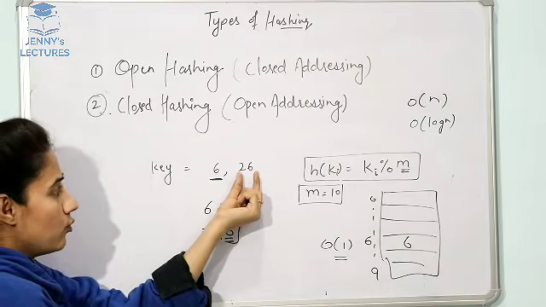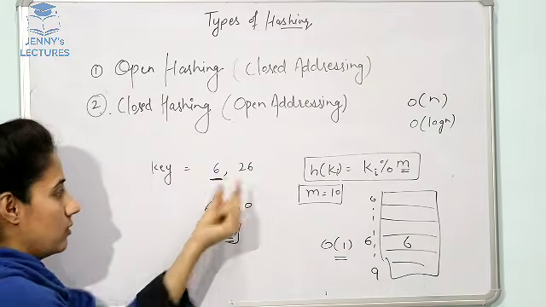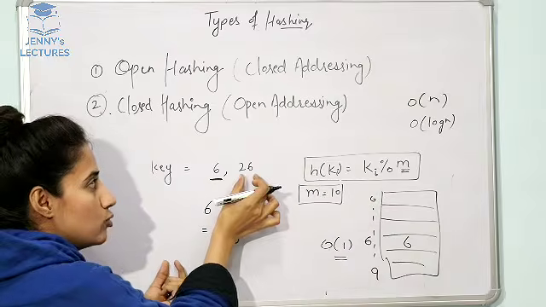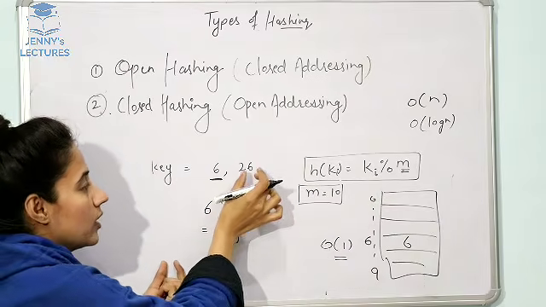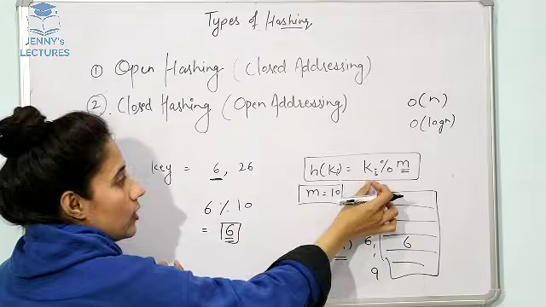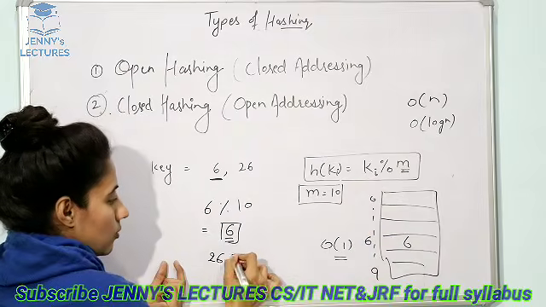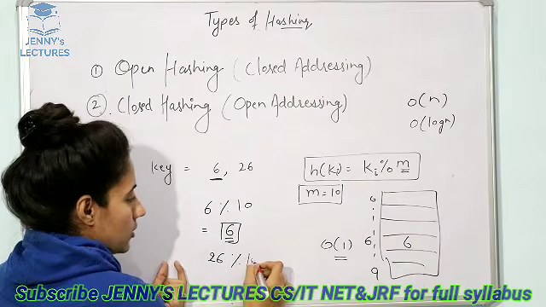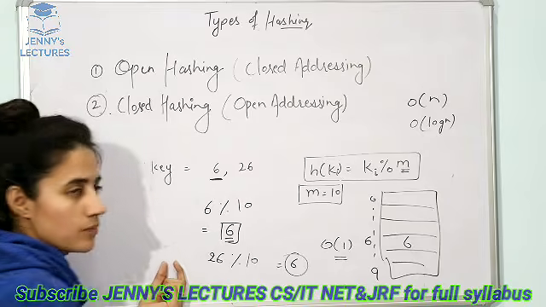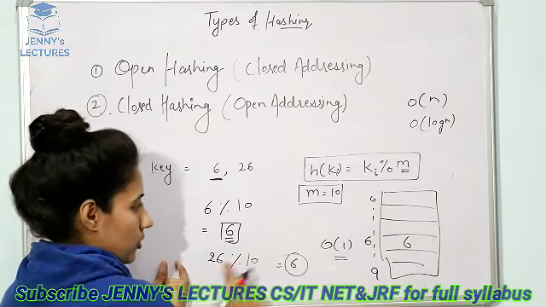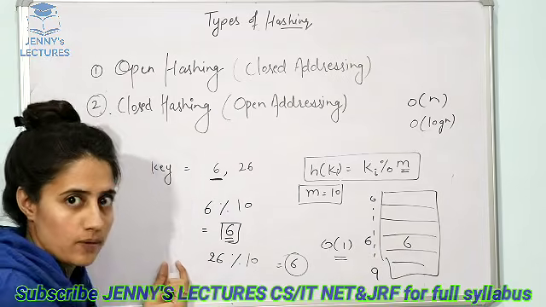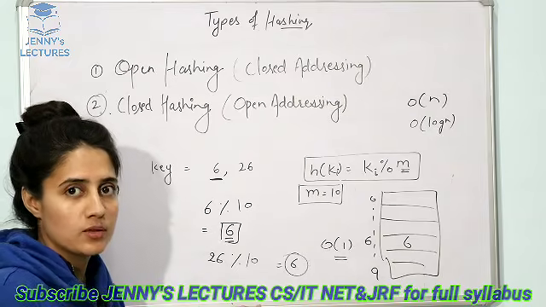But suppose you have another key, 26, and using the same method you are supposed to calculate the hash function, or you can say the address, for this 26. Now the address for 26 would be 26 mod m. The m value is 10 and this is also 6. But at the 6th place we cannot store this 26 because 6 is already there. So this is known as collision.